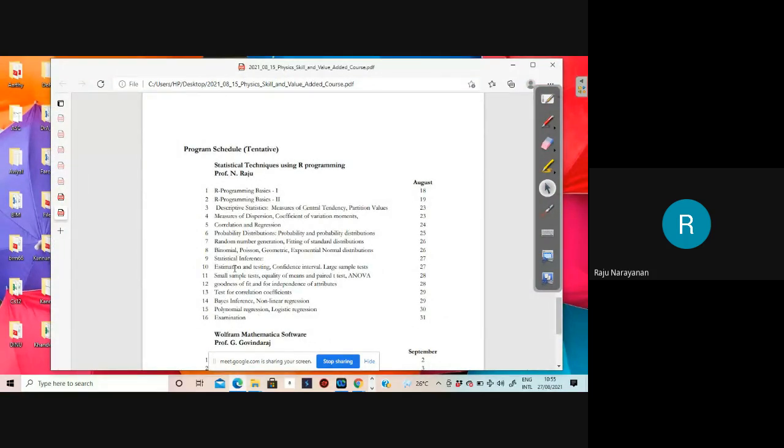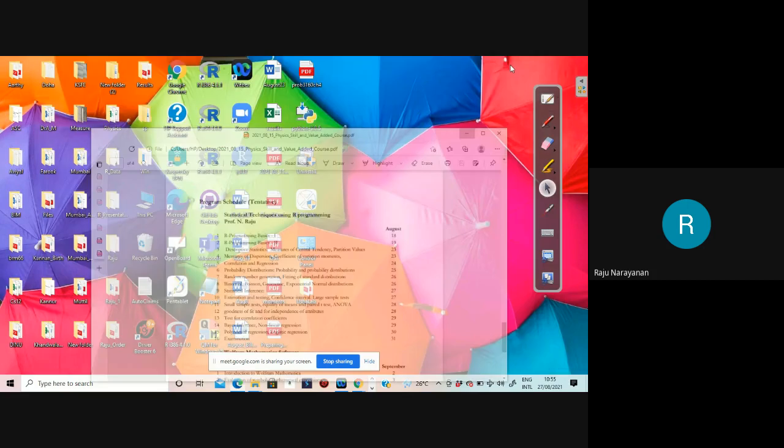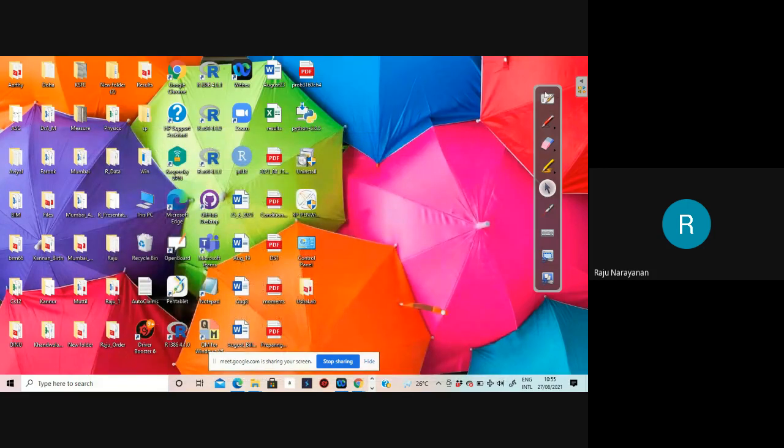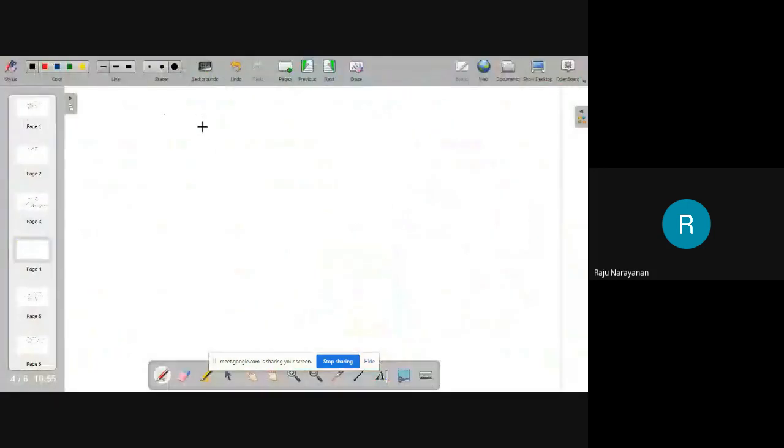Statistical inference, estimation, testing. What is the purpose of estimation? The purpose of estimation is starting from our ignorance of the value. That's all. We don't know things.